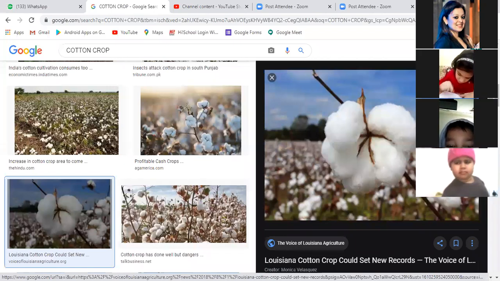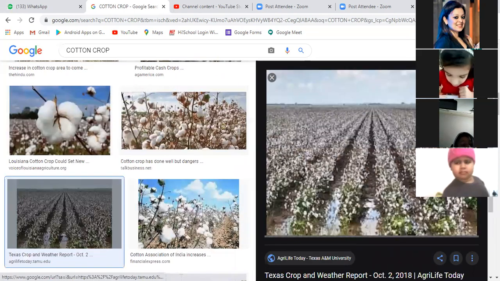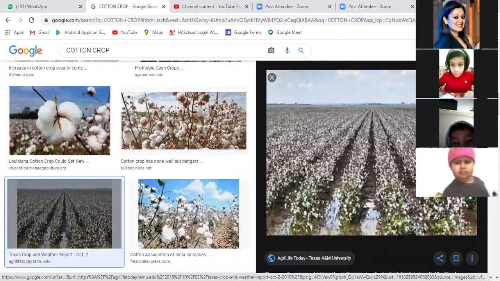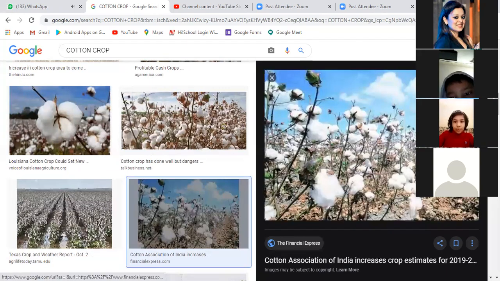Can you see cotton? I have seen a cotton plant once. How beautiful this cotton crop is, ma'am. Ma'am, there are many cotton plants near my house. Oh, really? Ma'am, I have collected a lot.